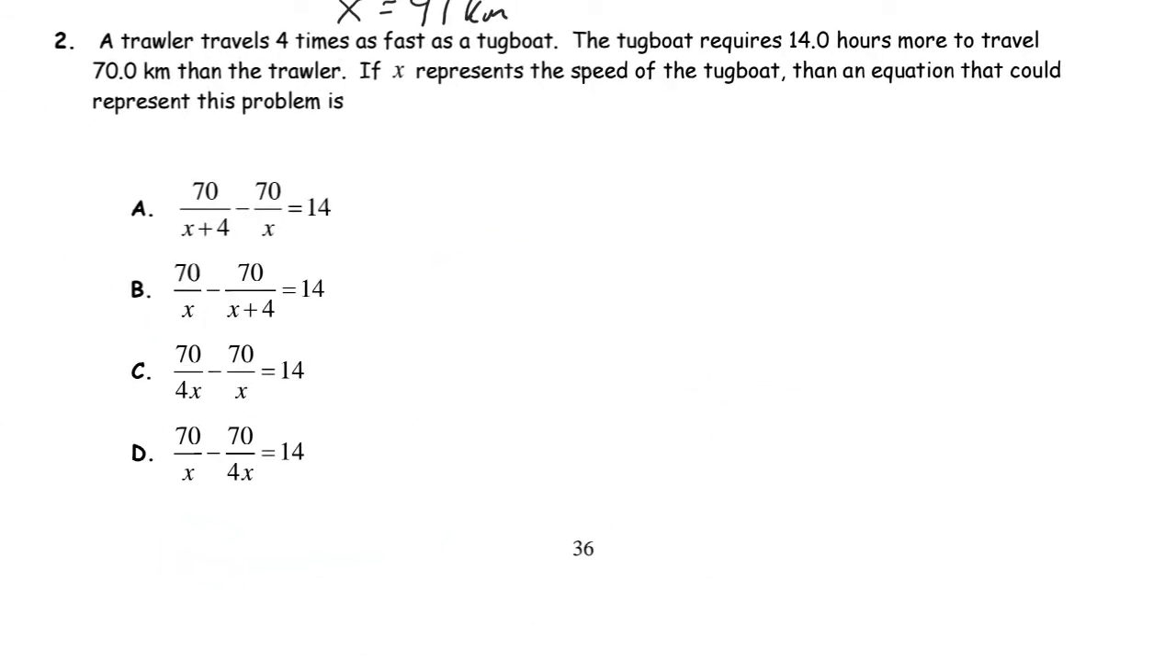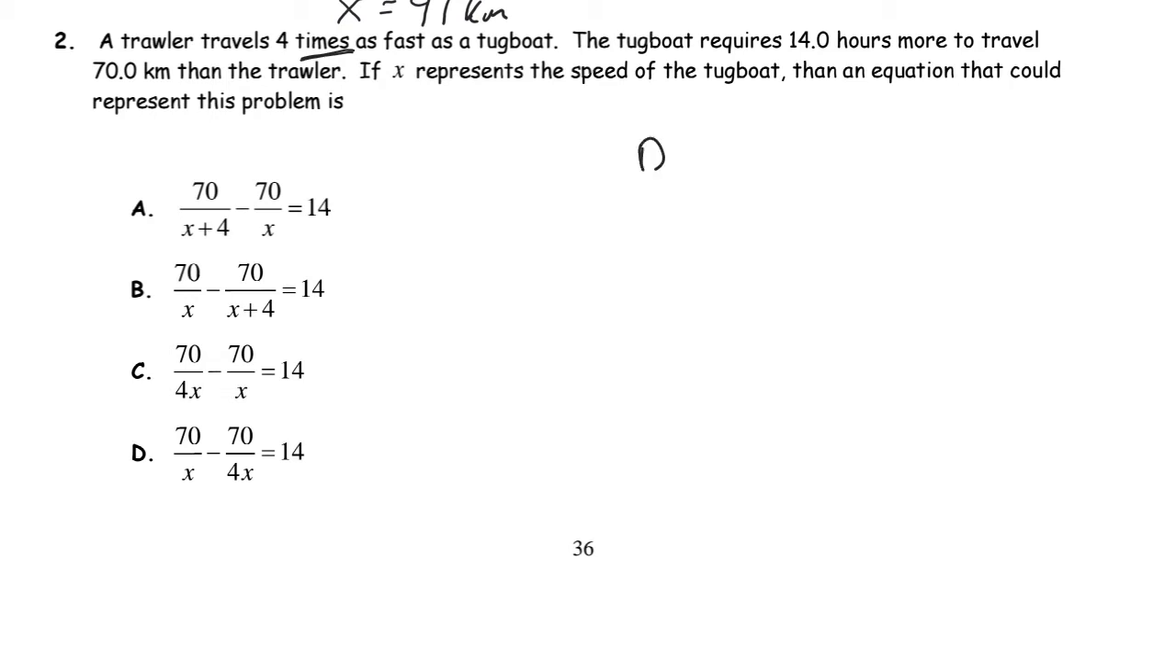Now, this next question says a trawler travels 4 times as fast as a tugboat. Okay, well, that's interesting. We're doing multiplication, 4 times as fast. The previous question, it was like an addition when we compared them. This one's going to be multiplication here. So a tugboat requires 14 hours more to travel 70 kilometers than a trawler. So if x represents the speed of the tugboat, then an equation that could represent the problem is, okay, well, let's set this up here.